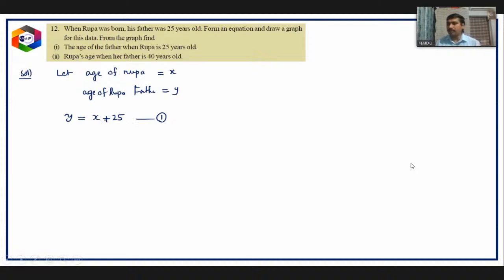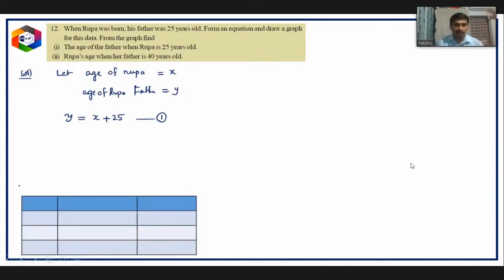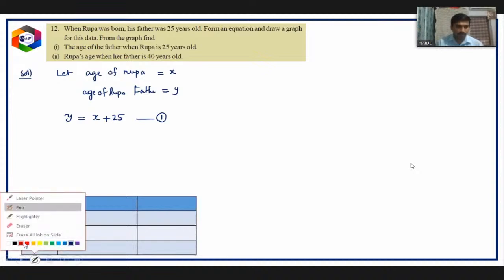Again, the same method. We have to calculate the points which satisfy this linear equation, plot these points on the graph sheet, and draw the graph. Two questions are given: the age of the father when Rupa is 25 years old, and when the father's age is 40, what is Rupa's age? Is it clear, children? Now, let us take the table here, and the question is here. This is the x value here.